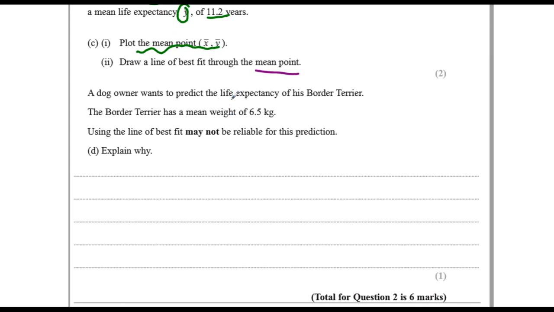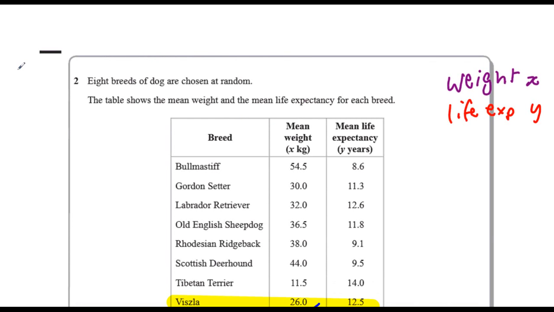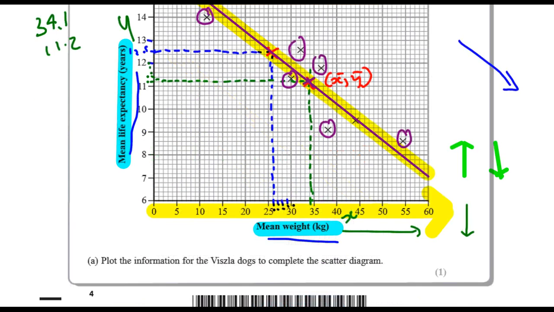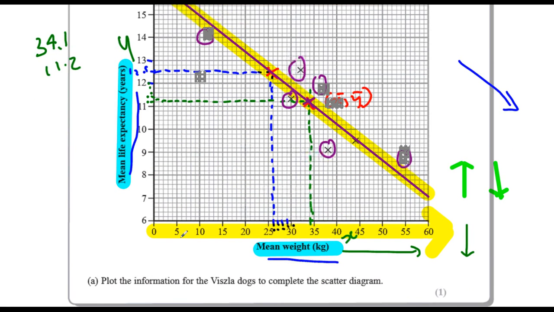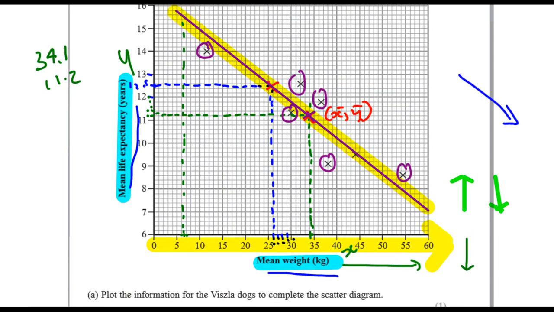Okay, let's see what we're going to be asked next. A dog owner wants to predict the life expectancy of his border terrier. The border terrier has a mean weight of 6.5 kilograms. So let's go back to our graph and see what's happening there. So 6.5 on our graph is going to be between 6 and 7, so it's here. So if we were going to try and estimate, we'd be coming up here at 6.5 and then reading off the line. Okay, now this is actually quite a tricky question, because you might think, well, what's wrong with that? It's going to be around 15.5.